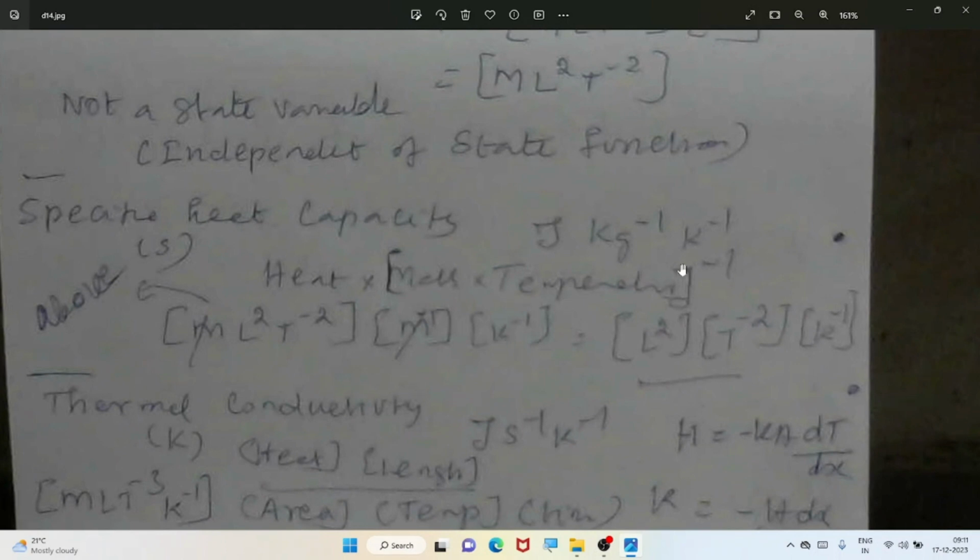Specific heat capacity: heat into mass power minus 1 into temperature power minus 1. So heat per mass into temperature. This is heat, M^-1, T^-1, K^-1.